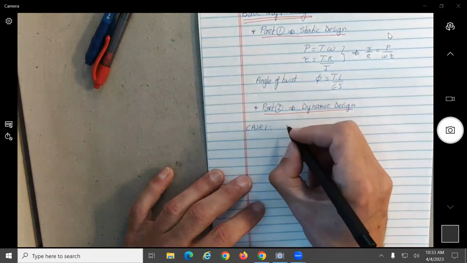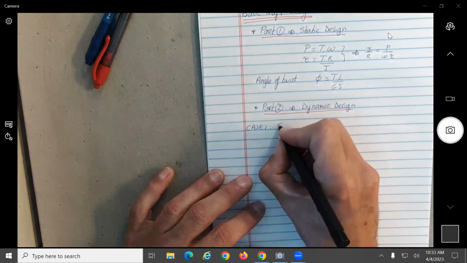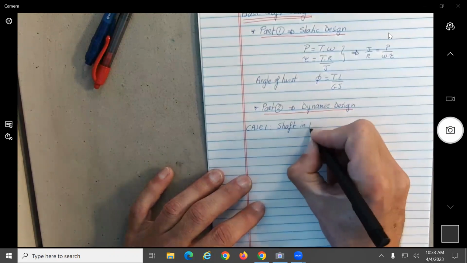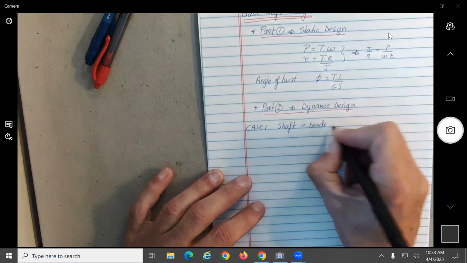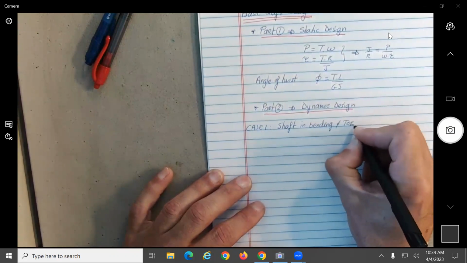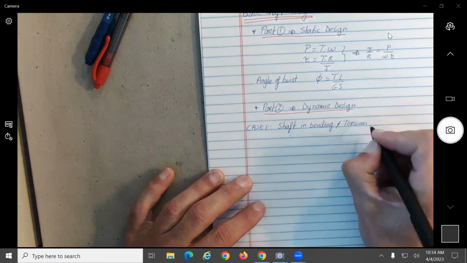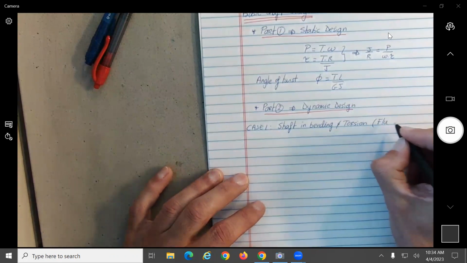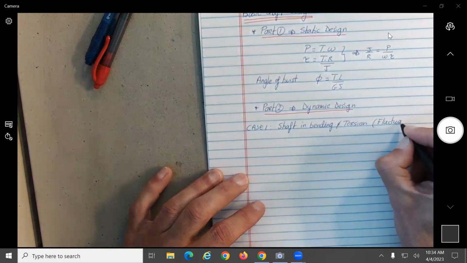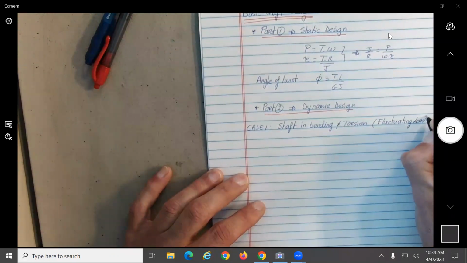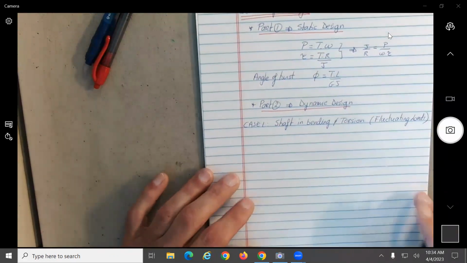Which is just a shaft in bending and torsion, which will be known as the fluctuating loads. This is basically connected to what we just did, okay?